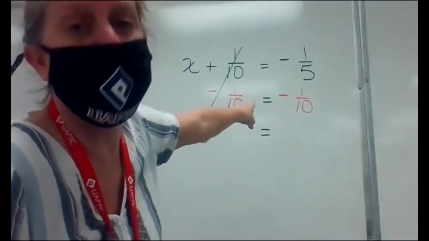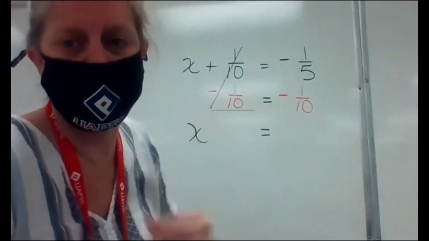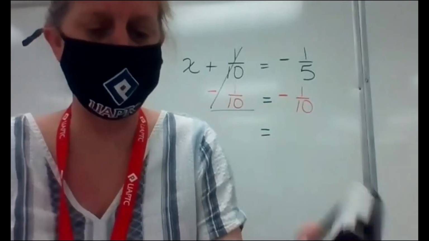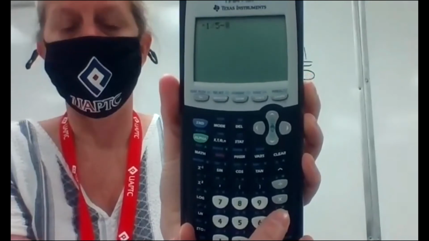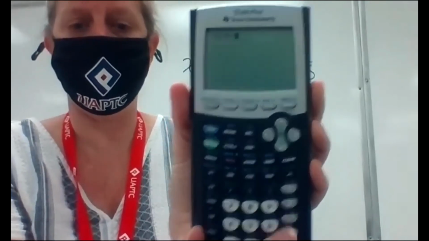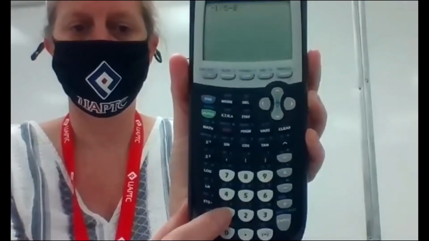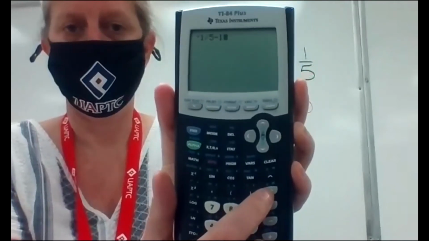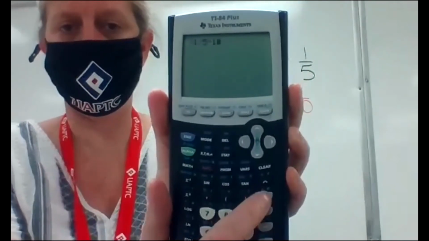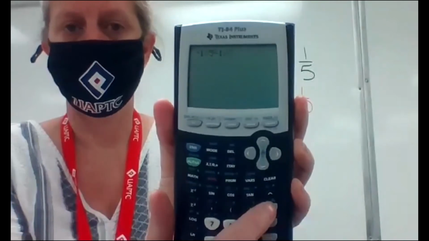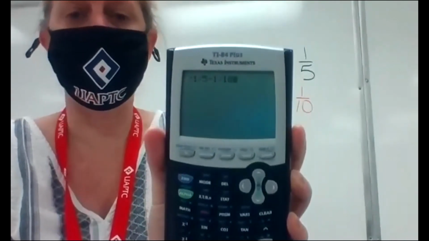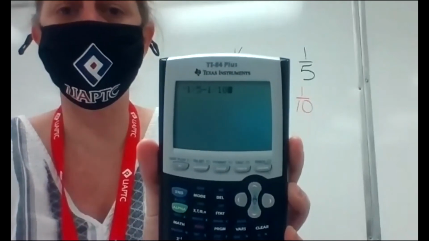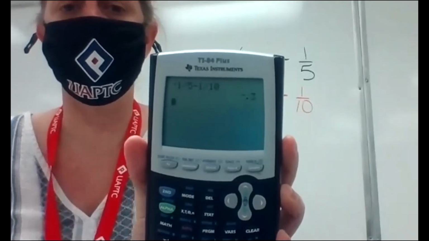Now I need minus 1/10. So now I'm going to hit the minus button, and I'm typing in 1/10. So 1, remember, over is your division bar, 10. So negative 1/5 minus 1/10, hit enter.